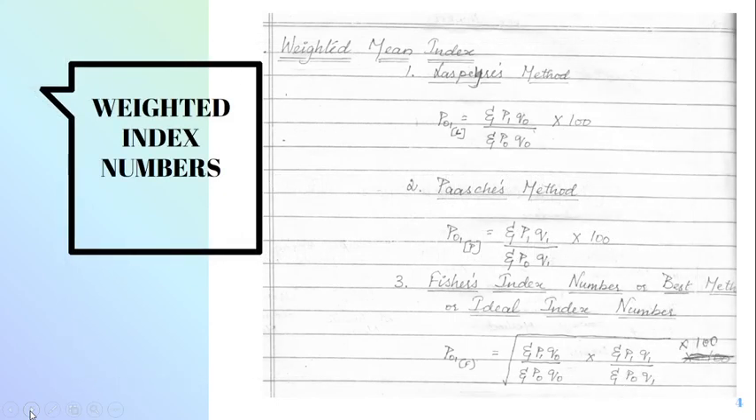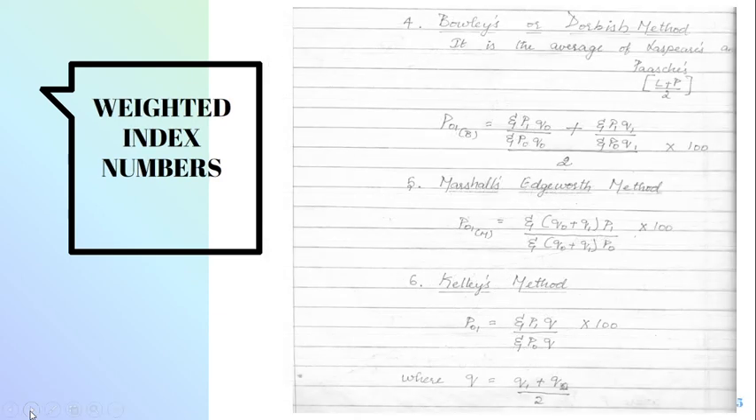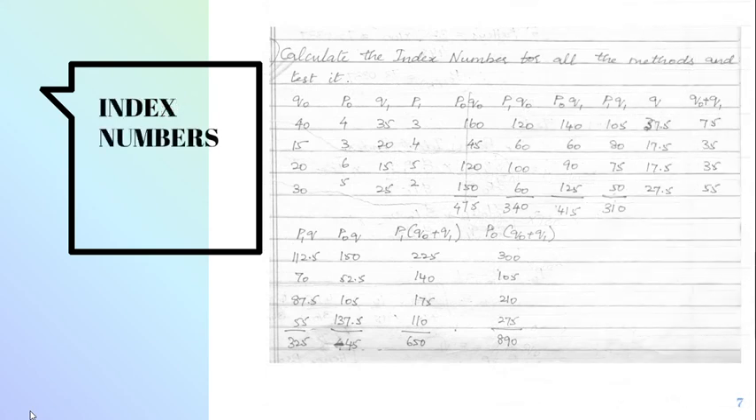Now, we shall have a practical problem on index numbers. This will be covering the weighted index numbers, that is Laspeyres', Paasche's, Fisher's ideal index number, the Bowley's or Drobisch method, Marshall-Edgeworth method and Kelly's method. It will also cover the time reversal test and the factor reversal test, proving that Fisher's index number is an ideal index number. Under this, we are given P0, Q0, P1 and Q1.